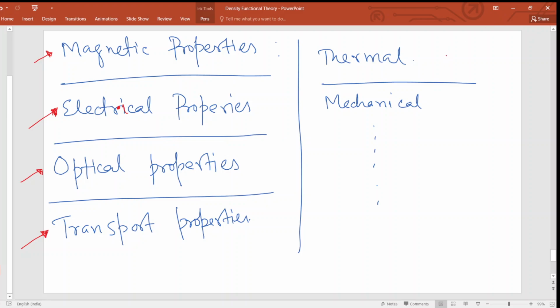In addition, you can also get to know about the thermal properties, for example the thermal conductivity and the specific heat. Then mechanical properties: whether it is mechanically strong or weak, what the Young's modulus value is, the value of Poisson's ratio, the critical strain, and whether the material is ductile, soft or hard. And anisotropy too. There are a lot of things you can calculate, so the list is endless.